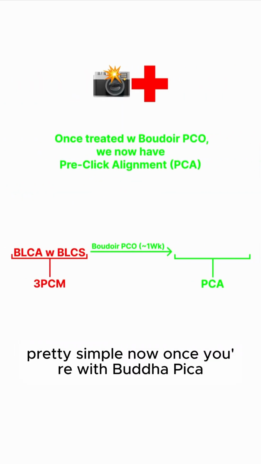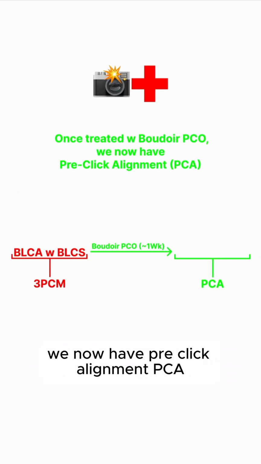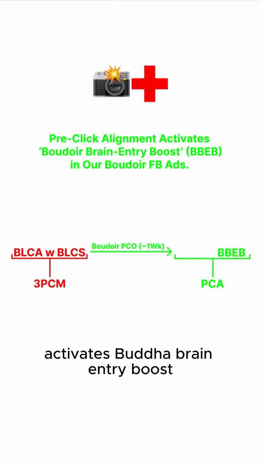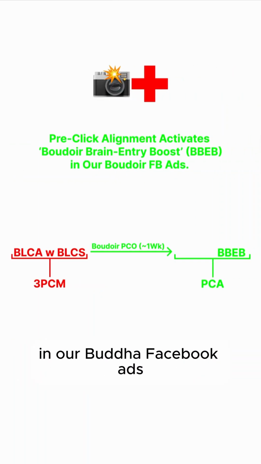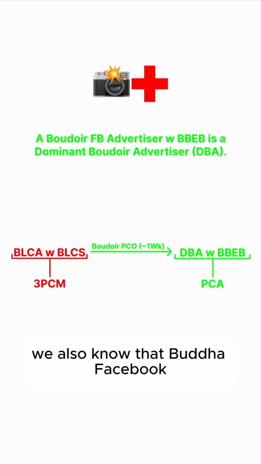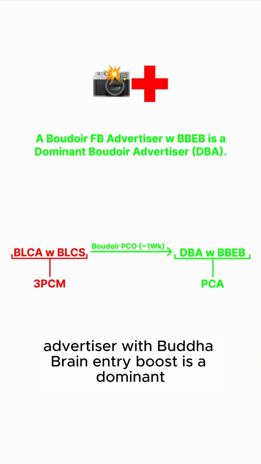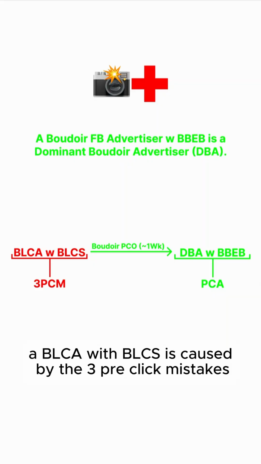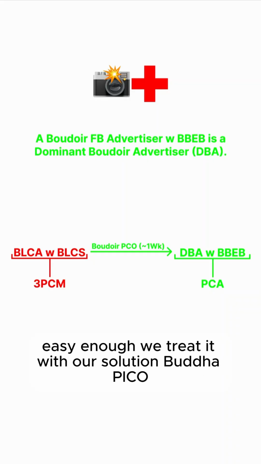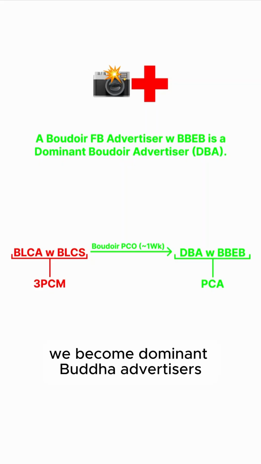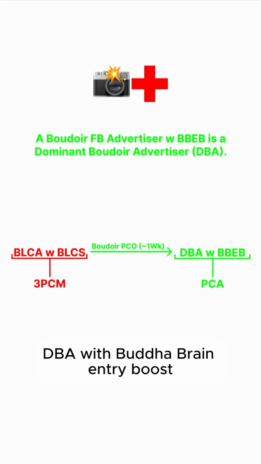Pretty simple. Now, once you're treated with Boudoir Pico, we have pre-click alignment, PCA. So we get rid of the 3 pre-click mistakes, we achieve pre-click alignment. And pre-click alignment activates Boudoir brain entry boost in our Boudoir Facebook ads. Basically, we get our unique CTR above 6%. We also know that a Boudoir Facebook advertiser with Boudoir brain entry boost is a dominant Boudoir advertiser, a DBA. So this is our full universe. A BLCA with BLCS is caused by the 3 pre-click mistakes. Easy enough. We treat it with our solution, Boudoir Pico, which takes about a week. We achieve PCA, the pre-click alignment, and we become dominant Boudoir advertisers, DBA, with Boudoir brain entry boost.